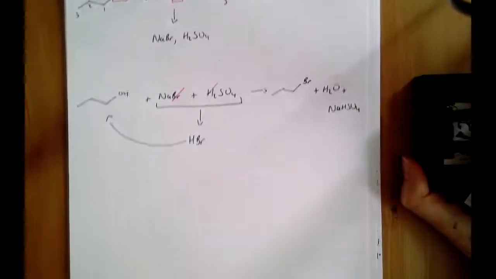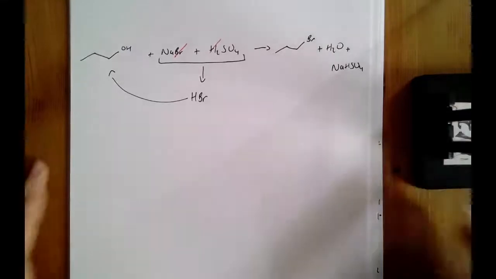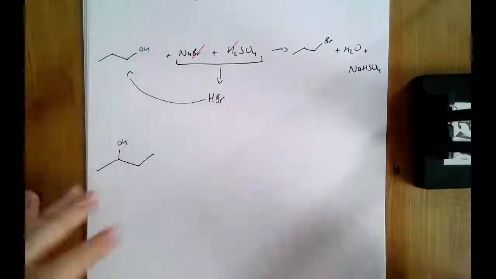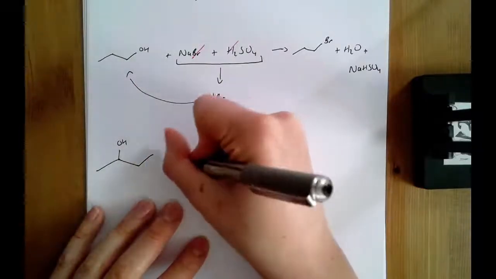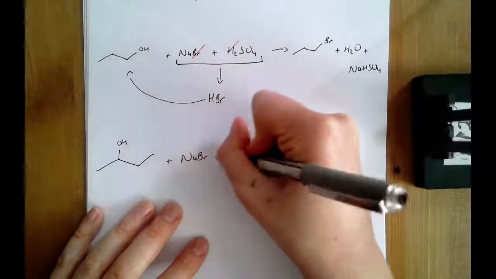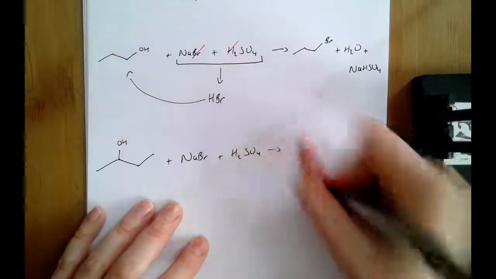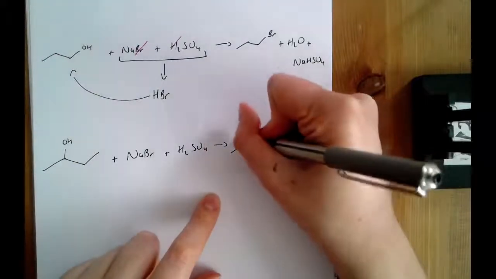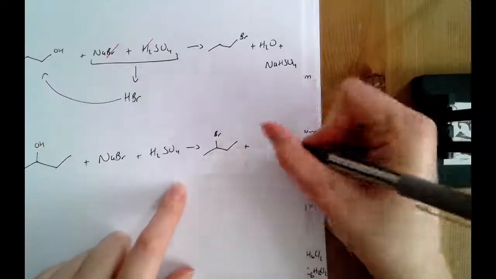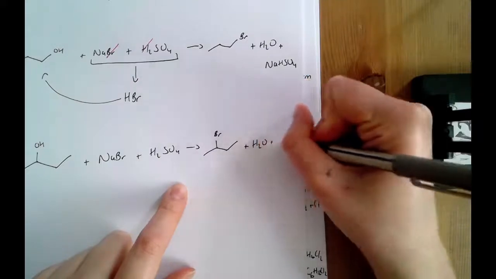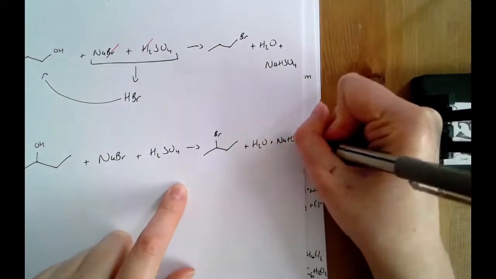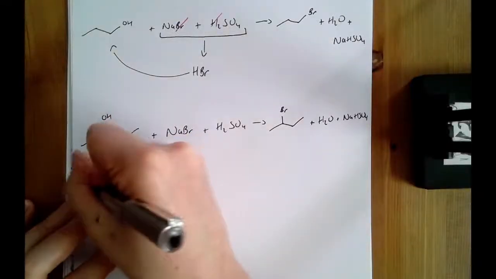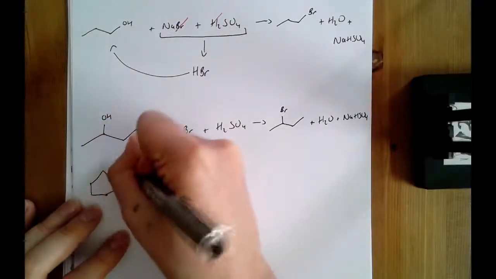Okay, I know that might even look a little bit complicated, but they're all exactly the same, so it doesn't matter what alcohol they've given you. There's an alcohol. I'm reacting this with sodium bromide and H2SO4. What I'm going to get is the bromine takes the place of the OH, so I put the bromine in place up there. I get my H2O and I get NaHSO4, so exactly the same as the one above. If I had a ring, students tend to hate rings. It doesn't make it any different.